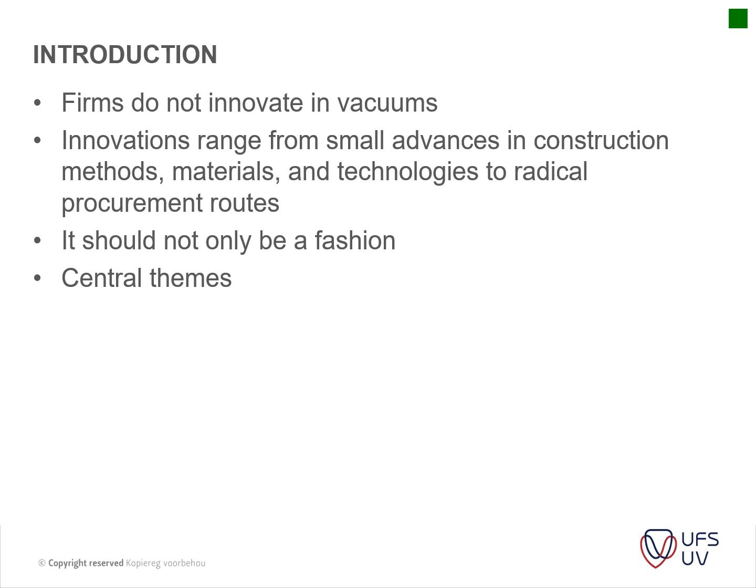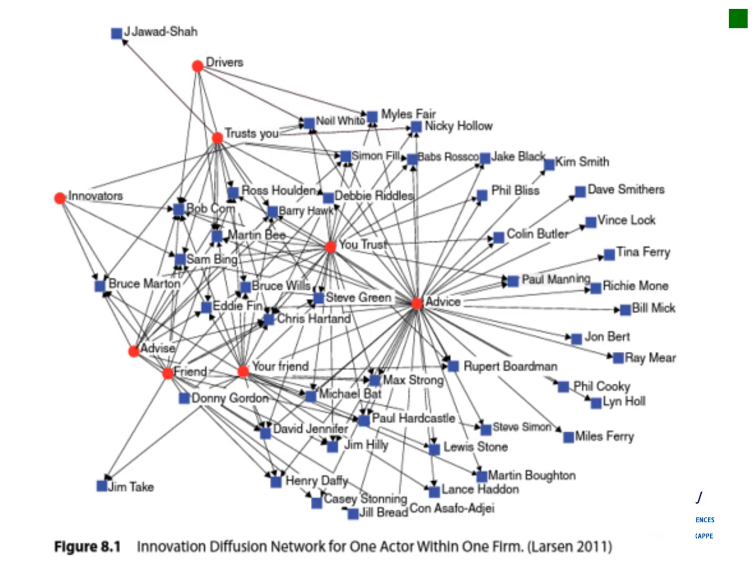So basically, the short and the long of this research is that they looked at the bigger portion of the construction industry as a whole. Okay, so now what they found was that there's a couple of central themes that run all through the diffusion of information. Innovation, methods, materials, and technologies, and radical procurement. Okay, we spoke about that.